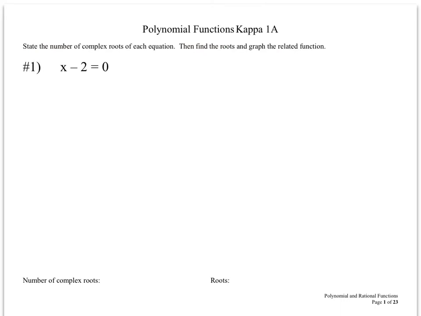To figure out the number of complex roots, you look at the degree of the polynomial. That would be the biggest exponent of any term. In this case, that's a 1. Number of complex roots is a 1. That's supposed to be a 1. Or you could write it like that.